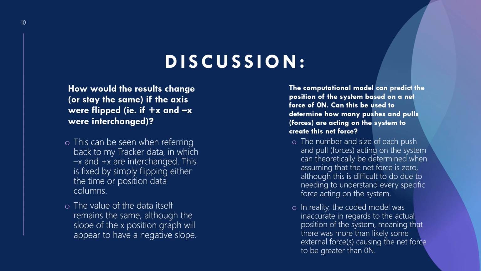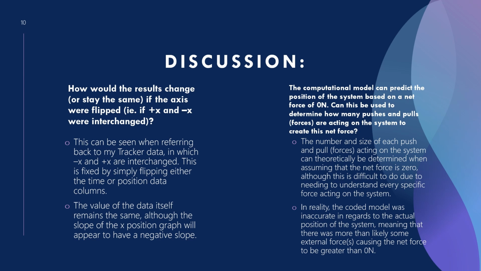How would the results change or stay the same if the axes were flipped? For example, if the positive and negative x-axes were interchanged. This can be seen when referring back to my Tracker data, in which case the negative and positive x-axes are interchanged. This is fixed by simply flipping either the time or position data columns. The value of the data itself remains the same, although the slope of the x position graph will appear to have a negative slope.